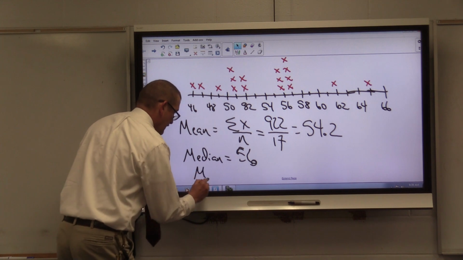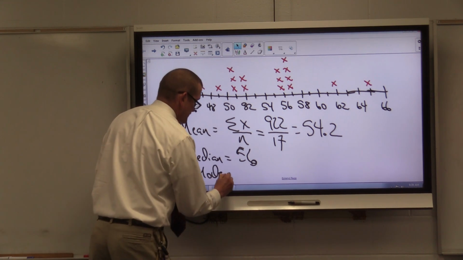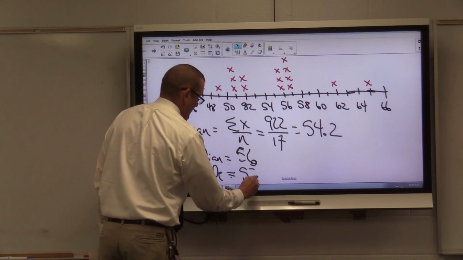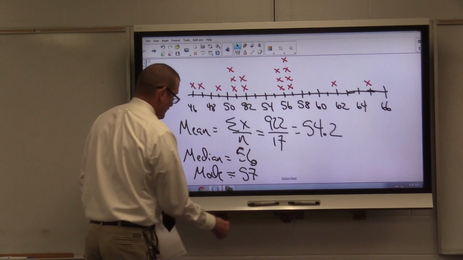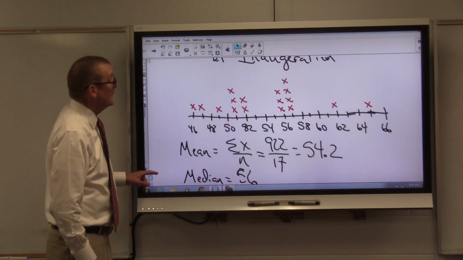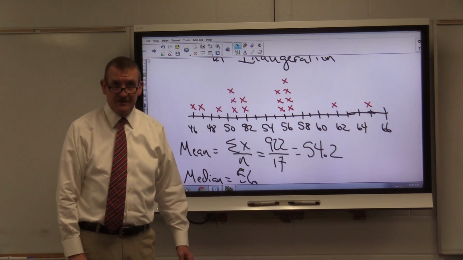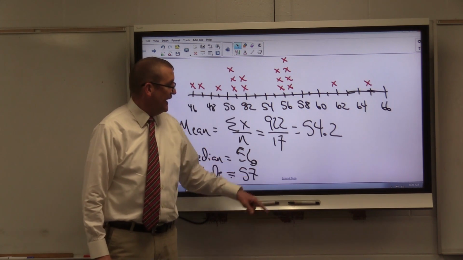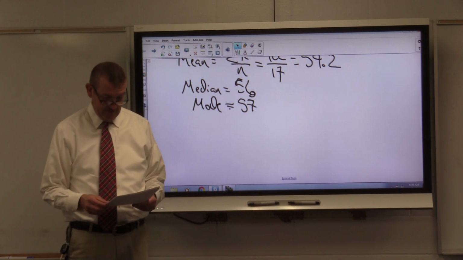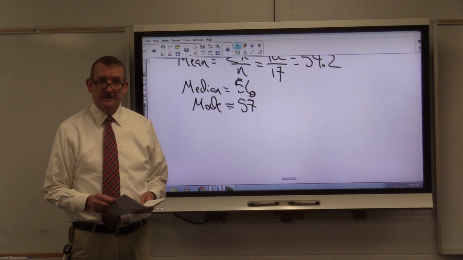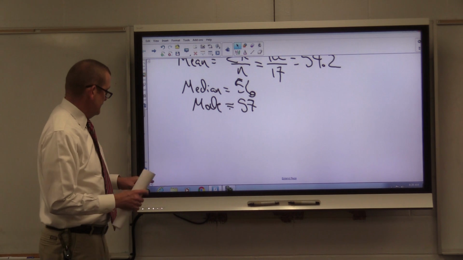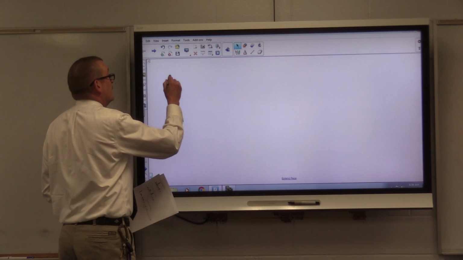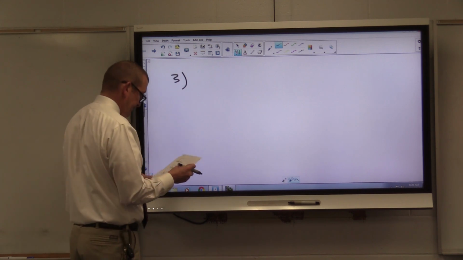My mode is the number that appears most often, and in this data set, the mode is 57. That's the age that appears most often. There's 4 entries for the age of the presidents at inauguration. Okay? Any questions on this? So that's mean, median, mode. I got one more example.